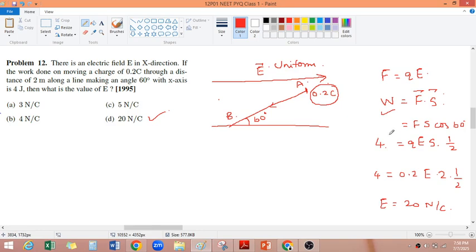Could you take me once again? Where do you have doubt? Sir, why are we using F cos theta? Why are we taking cos theta? Because work done is force dot displacement, right? It's a dot product. Dot product means it will be cos, right? So we will get F as cos 60. Yes, sir. Thank you.